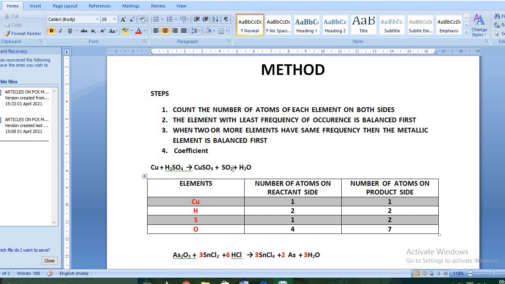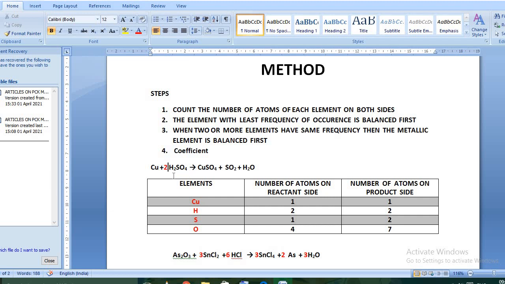On the product side it is 2 and on the reactant side it is 1. So we will add 2 here, because the number should be added in the form of a coefficient. Once the number is in coefficient form, whatever the number of atoms of the different elements, they will be multiplied by that coefficient.